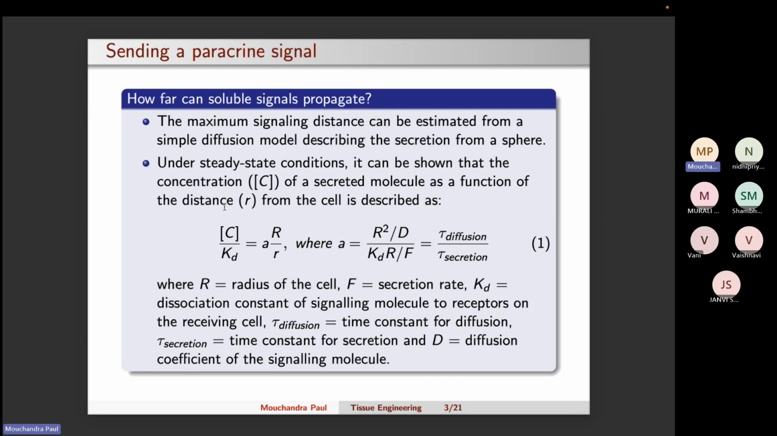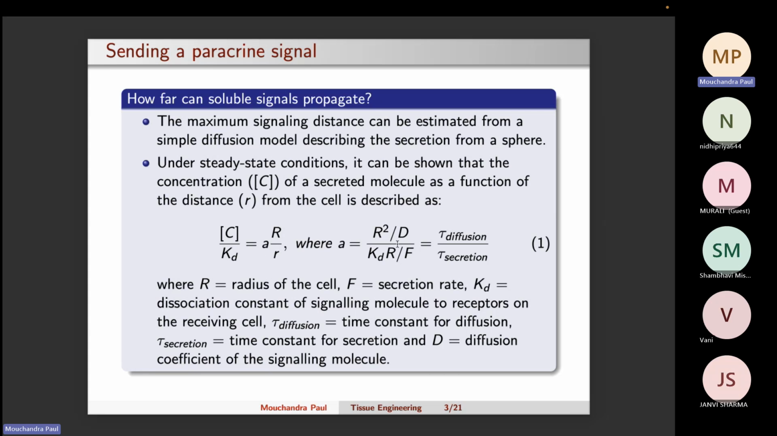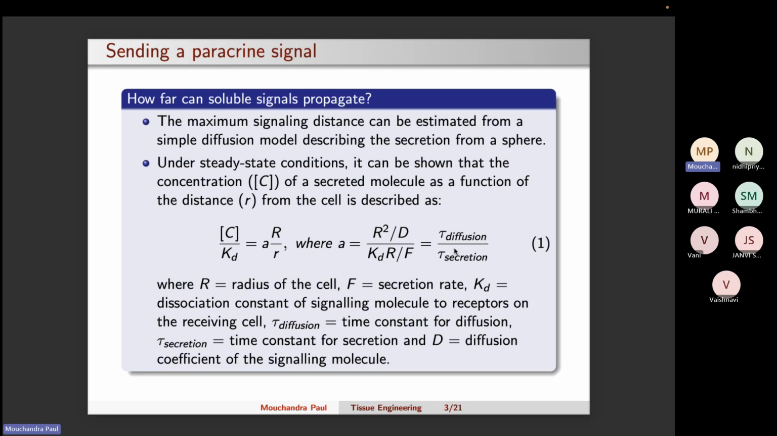So when you do that, you will get an expression like this, where C by Kd is equal to A into R by r, where C is the concentration of the secreted growth factor molecule, Kd is basically the dissociation constant, and if you take the reciprocal of Kd, you will get the affinity constant. So it basically tells you at what strength the signaling molecule can bind to the receptors on the target cell. It is basically trying to quantify that affinity or that strength, whereas A is another constant, and it is a ratio of two time constants, time constant for diffusion and time constant for secretion. Here diffusion of the growth factors and secretion of the growth factors, and it is given by R squared by D. Here capital R is the radius of the cell. We are assuming that the cell is a sphere, all right.